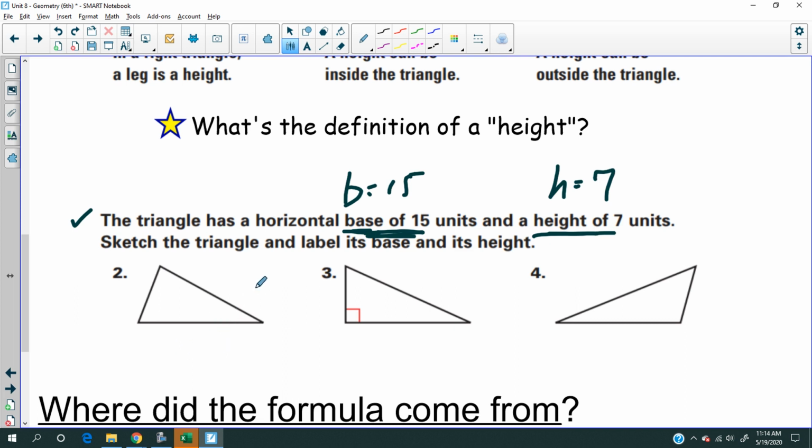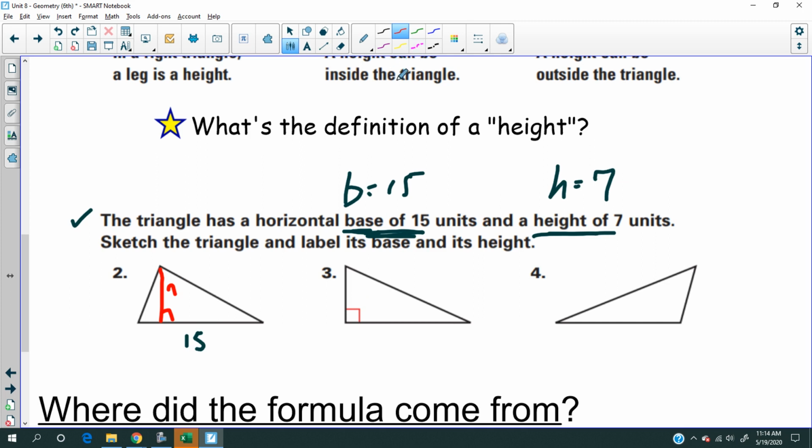Okay, so now let's take a look. Base is this, right? So this is 15. Now where would the height be? I'll use a different color. Yep, right here. So this is 7. Okay.